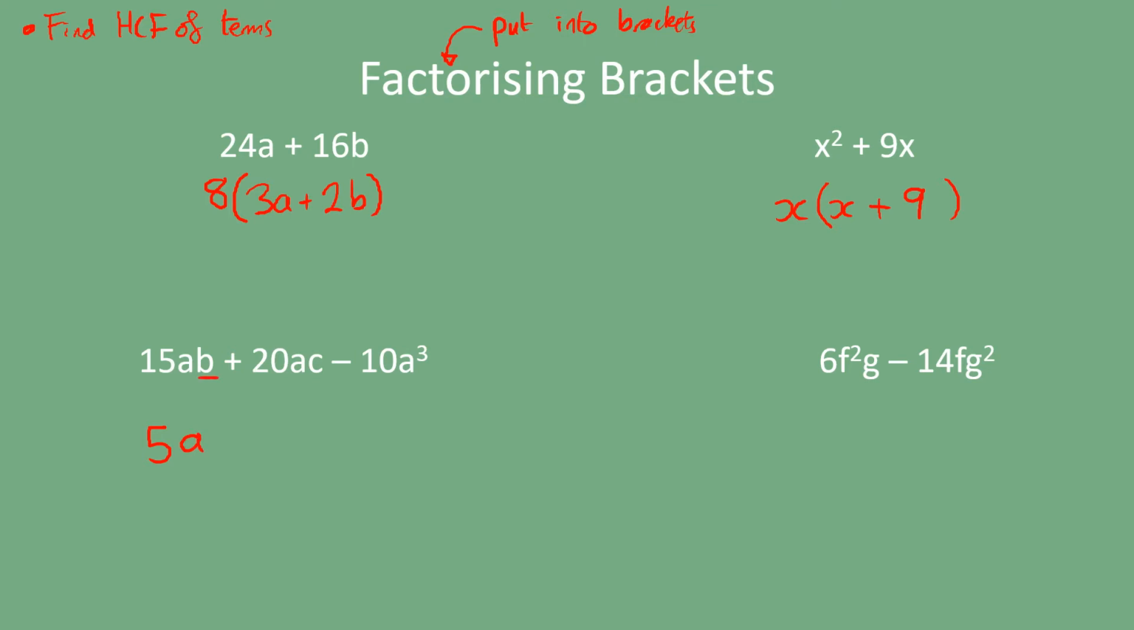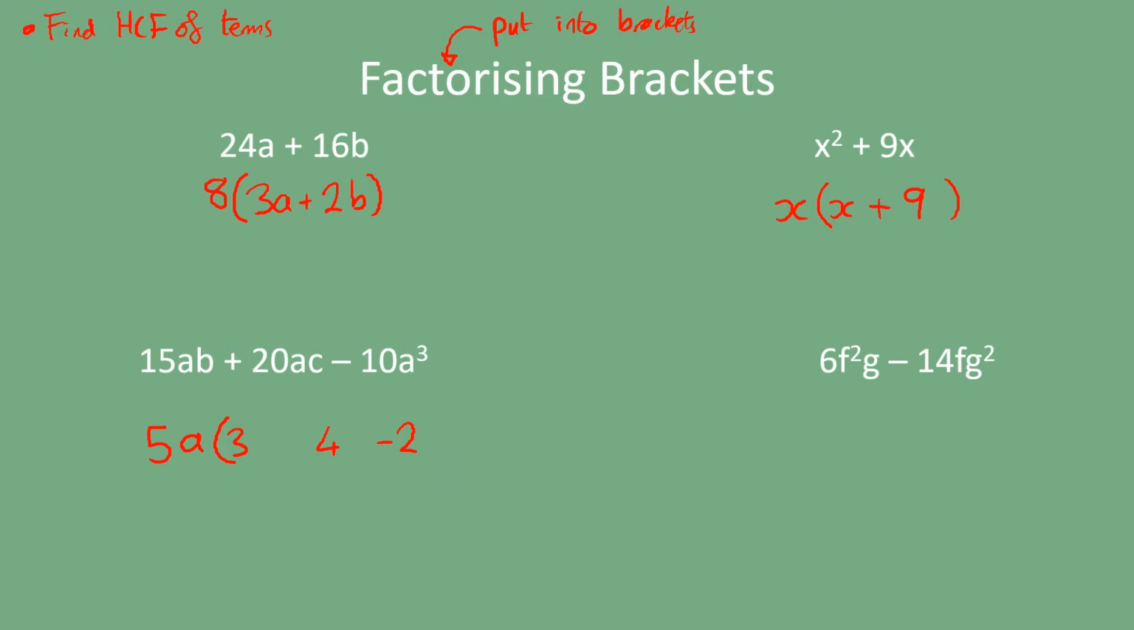This one's got a b, nothing else has. This one's got a c, nothing else has. That's the most that can go outside of our bracket. So now we need to do our dividing. 15 divided by 5 is 3. 20 divided by 5 is 4. 10 divided by 5 is 2, and there's going to be a minus there.